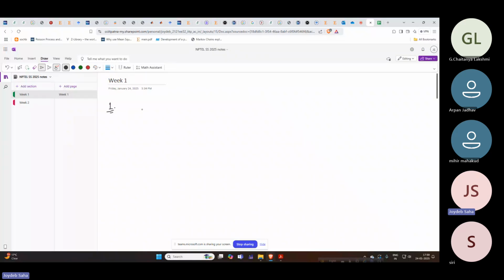Okay, so a continuous time signal x(t) is given, and it is shown like this.